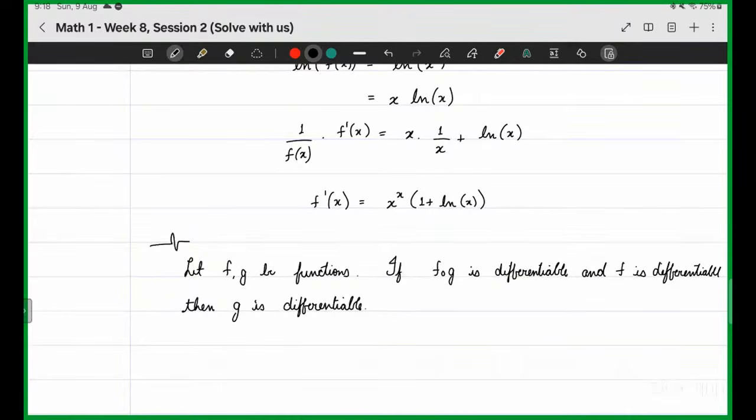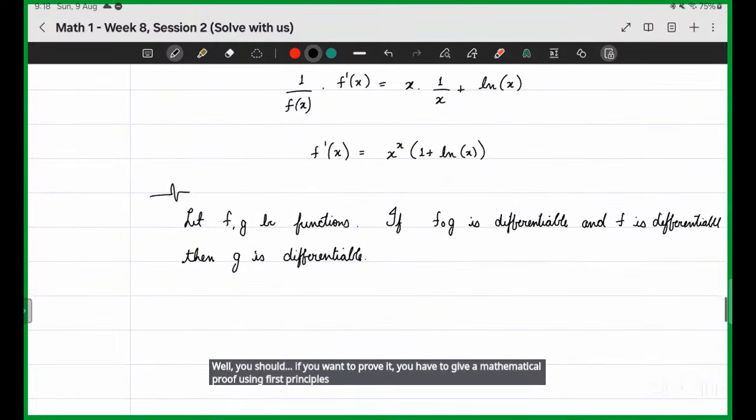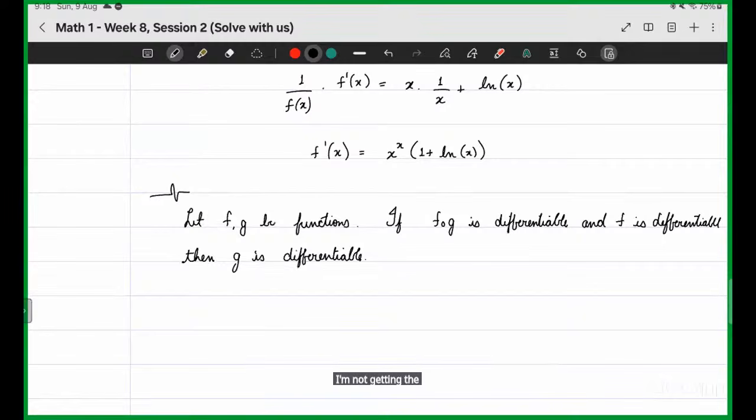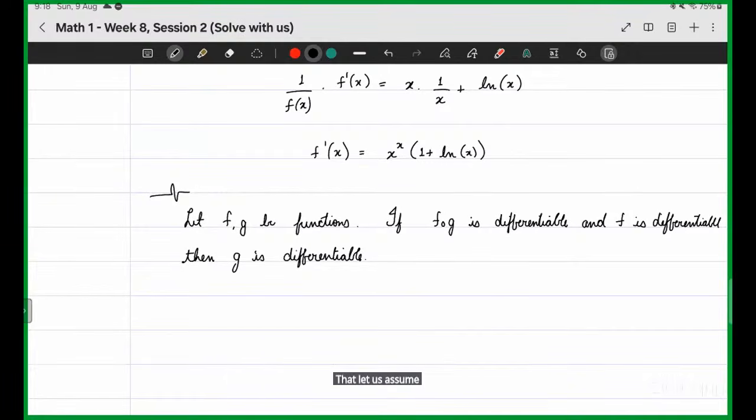I should check with an example. Well, if you want to prove it, you have to give a mathematical proof using first principles. But whenever you have such things, the first thing you check... I'm not getting the contradiction because the math proof starts with the contradiction only. Let us assume g is not differentiable. Then I prove it wrong. So I'm not getting a function which can disprove this.